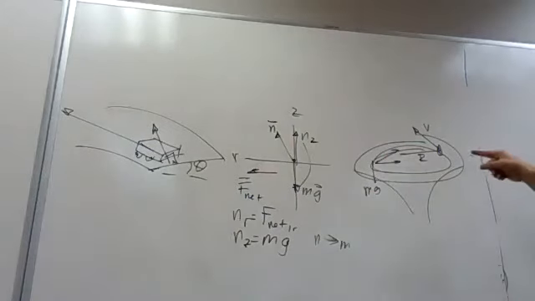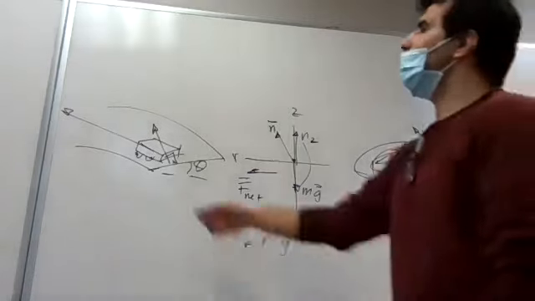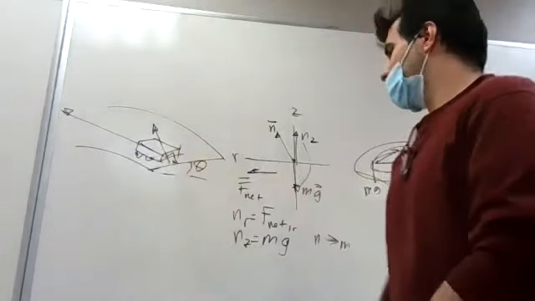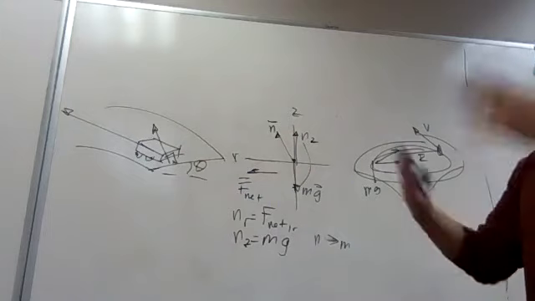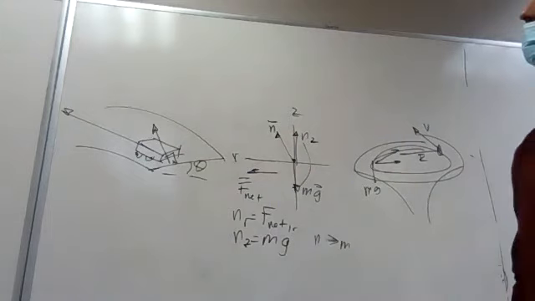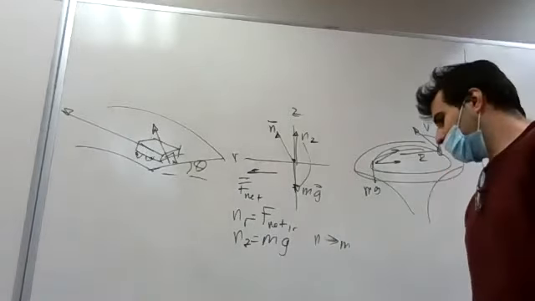So we'll talk about this one next time, in addition to doing the banked curves, and talk about how big of a radius and how big of a banking angle you need if you wanted to design a highway for 70-some miles an hour.